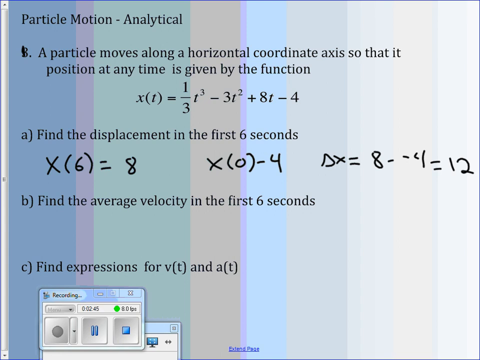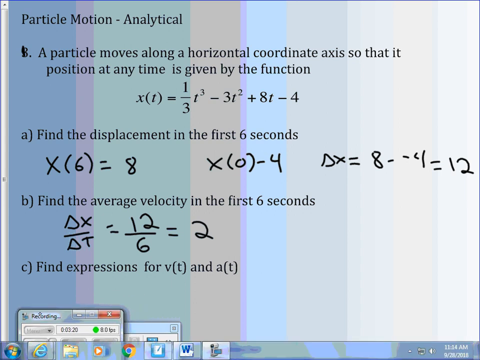Find the average velocity. Average velocity is going to be my change in position divided by my change in time, or displacement divided by change in time. Well, I just found the displacement. The displacement was 12. And the change in time in the first 6 seconds is 6 seconds. My average velocity over the first 6 seconds is 2, in units of distance per unit of time, whatever the units were. Okay? So there's my average velocity.